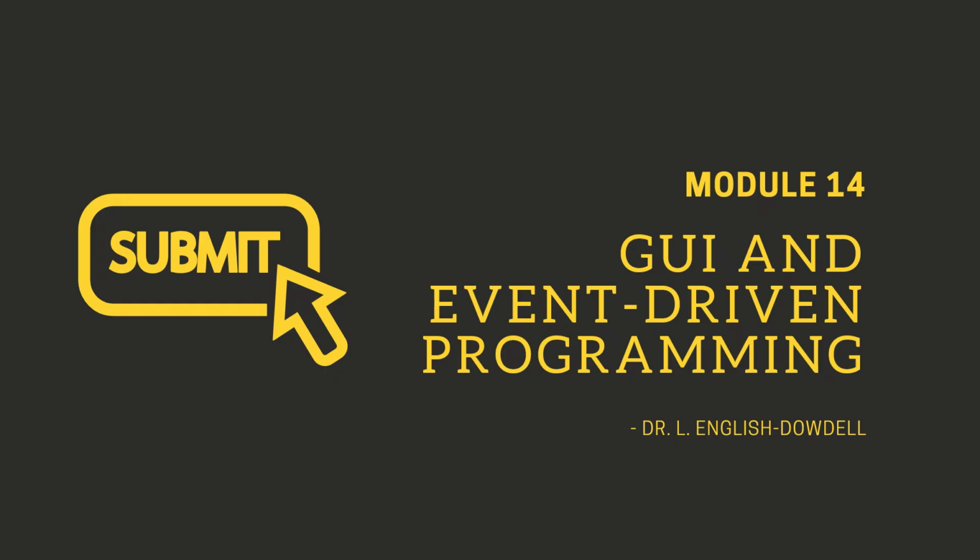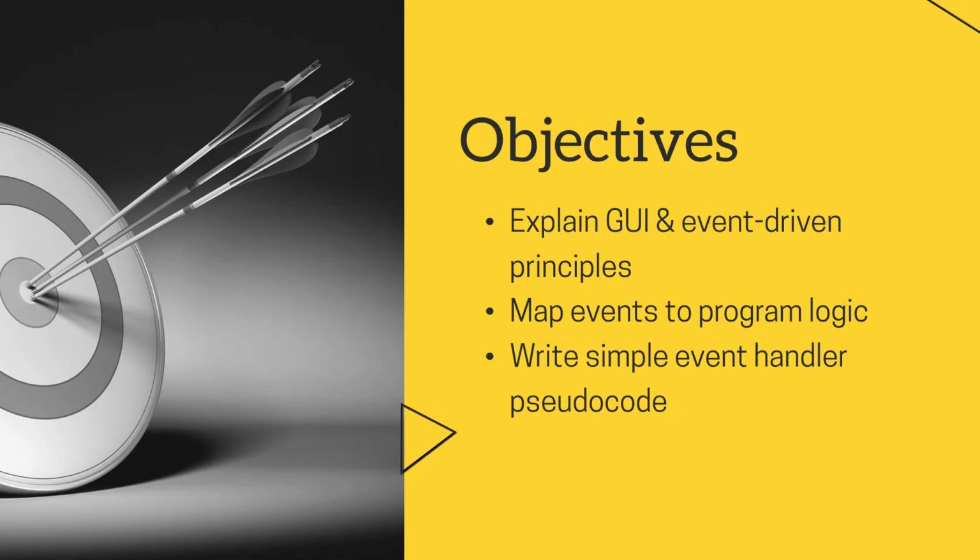Now, in this lecture, we're diving into a very important concept in modern software development, which is graphical user interfaces and event-driven programming. By the end of this lesson, you should be able to explain how graphical user interfaces, or GUI, as we call them, applications react to user actions. You should be able to map events to program logic and write simple pseudocode for event handlers.